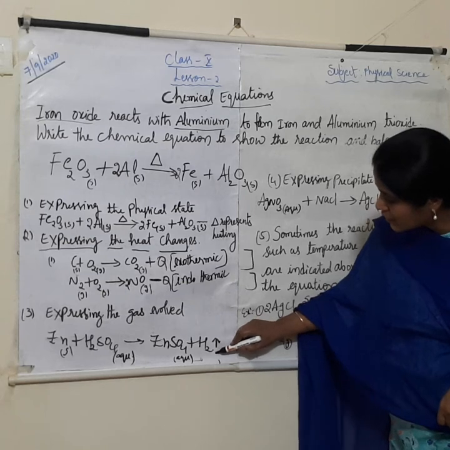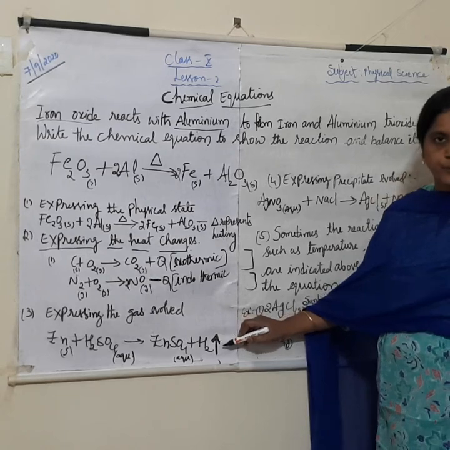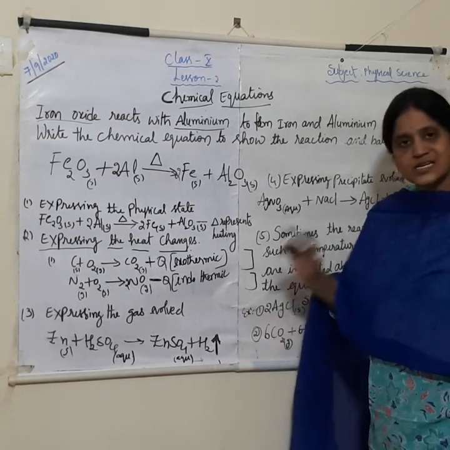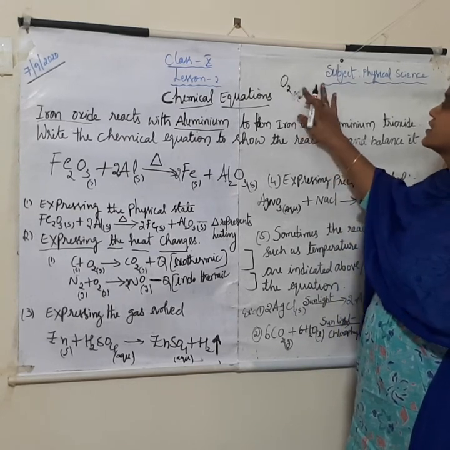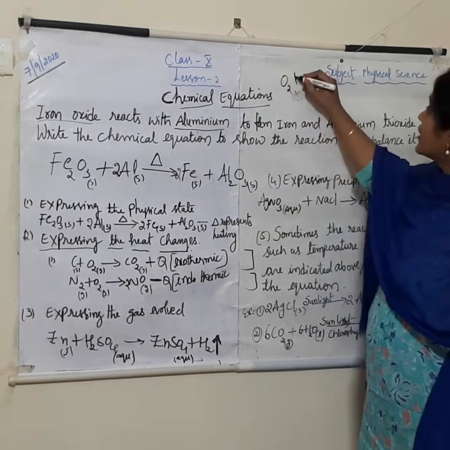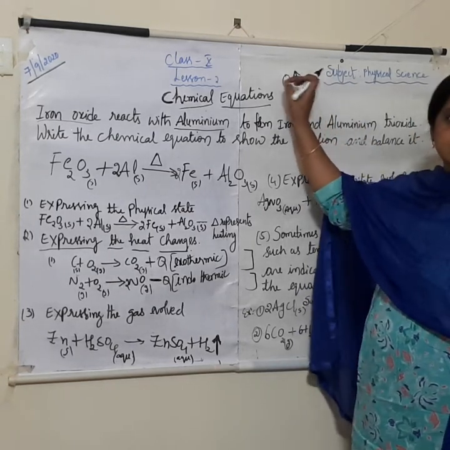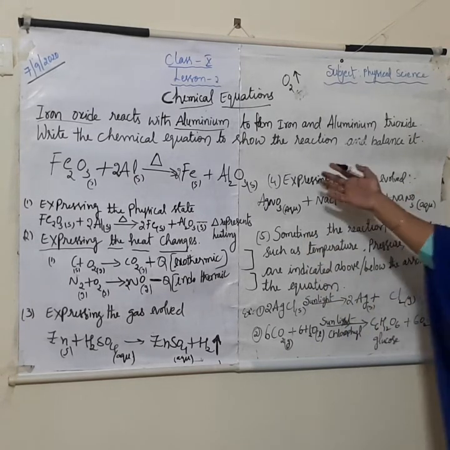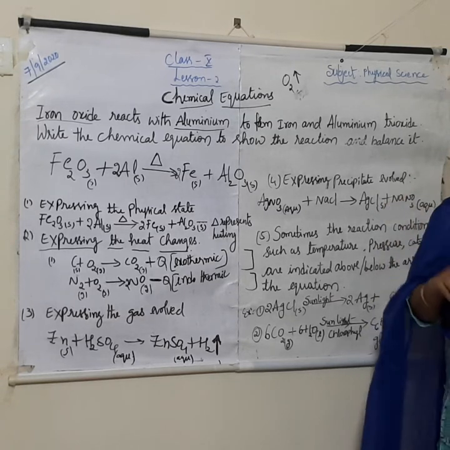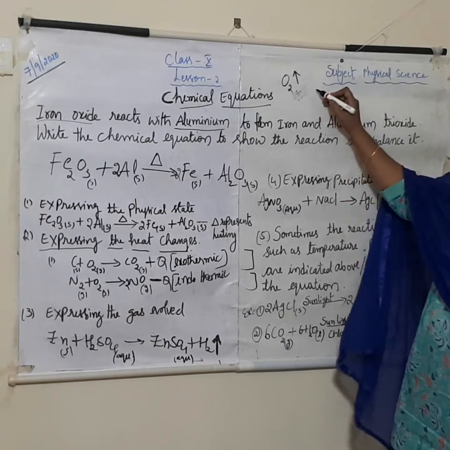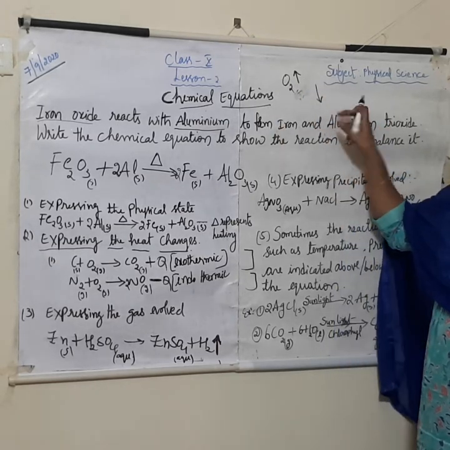When gas is liberated, you must represent it with an up arrow. Like this, up arrow. So the up arrow represents that this hydrogen is a gas. Suppose I represent O2, instead of writing the word gas, if I write an up arrow like this, it means it is a gas. Understood? Next, the fourth one, expressing precipitate evolved. If any precipitate is evolved, then how to represent it? Down arrow. The up arrow represents gas, and the down arrow represents precipitate.